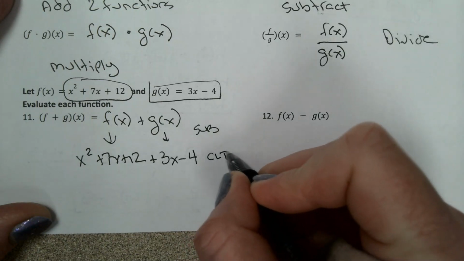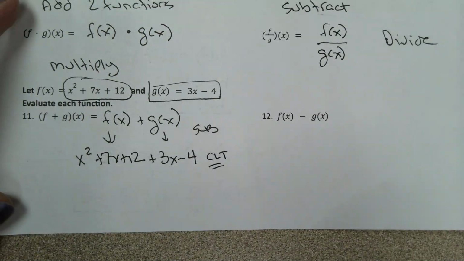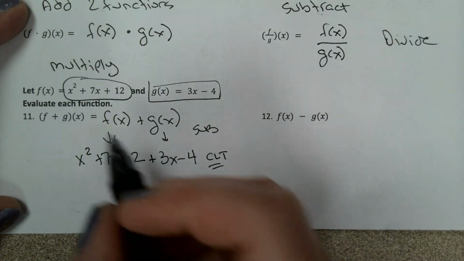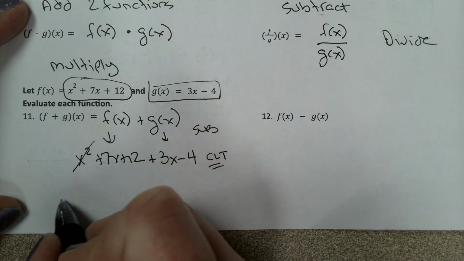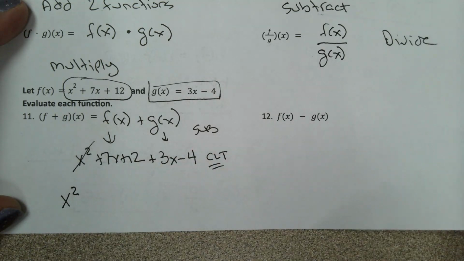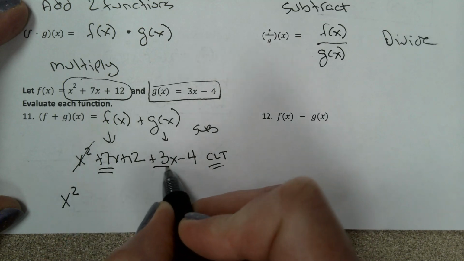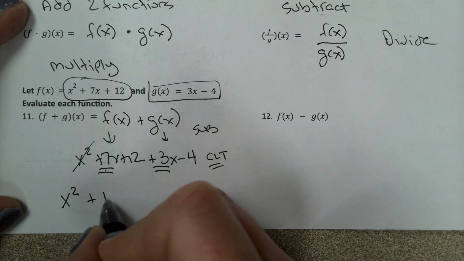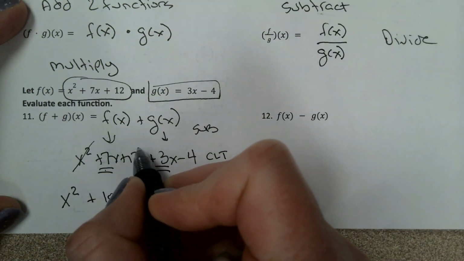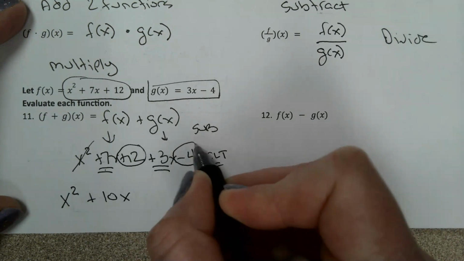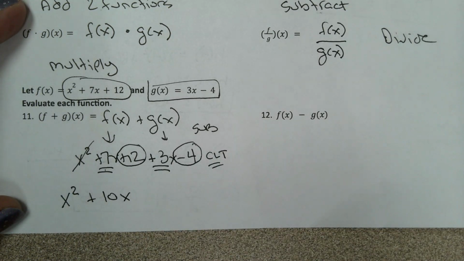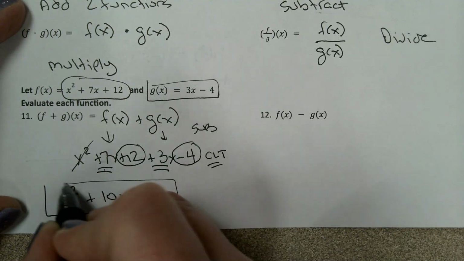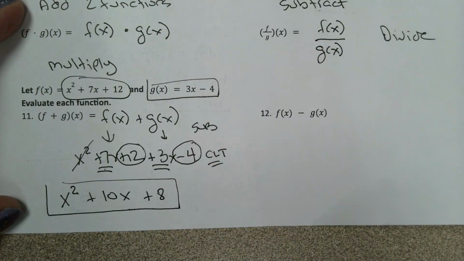And then from there, CLT stands for combine like terms in my world. I'm going to combine like terms in standard form at the same time. So I don't have any other squared terms, so I have x squared. I'm going to combine like terms on my x's. 7x plus 3x adds up to 10x. And then I'm going to combine like terms with my constants. 12 minus 4 adds up to 8. Good final answer on that one.